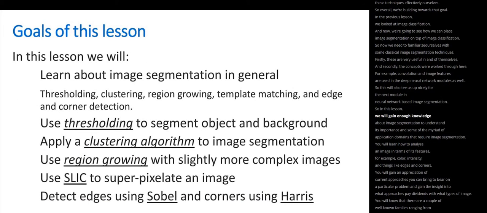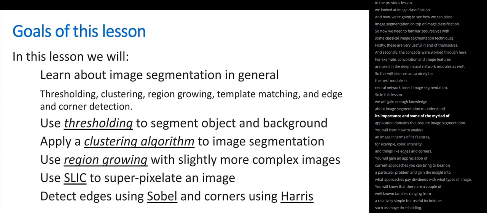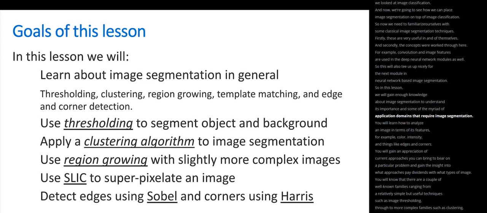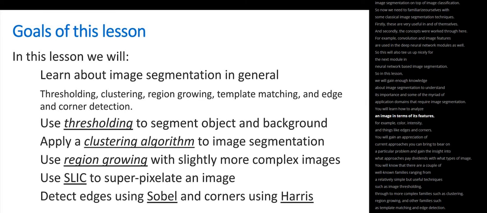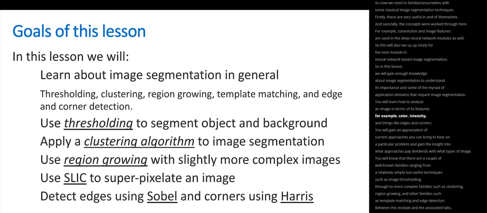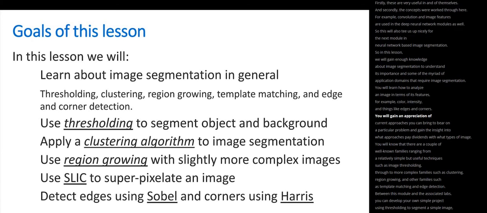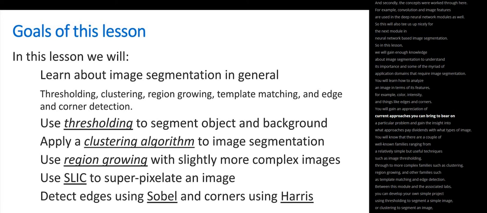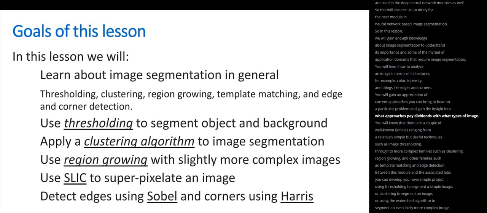So in this lesson, we will gain enough knowledge about image segmentation to understand its importance and some of the myriad of application domains that require image segmentation. You will learn how to analyze an image in terms of its features, for example, color, intensity, and things like edges and corners. You will gain an appreciation of common approaches you can bring to bear on a particular problem, and gain insight into what approaches pay dividends with what types of image.